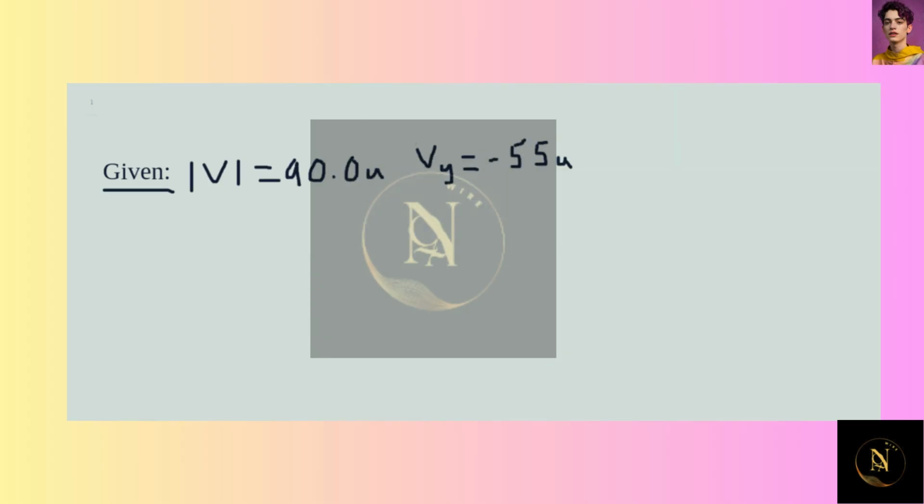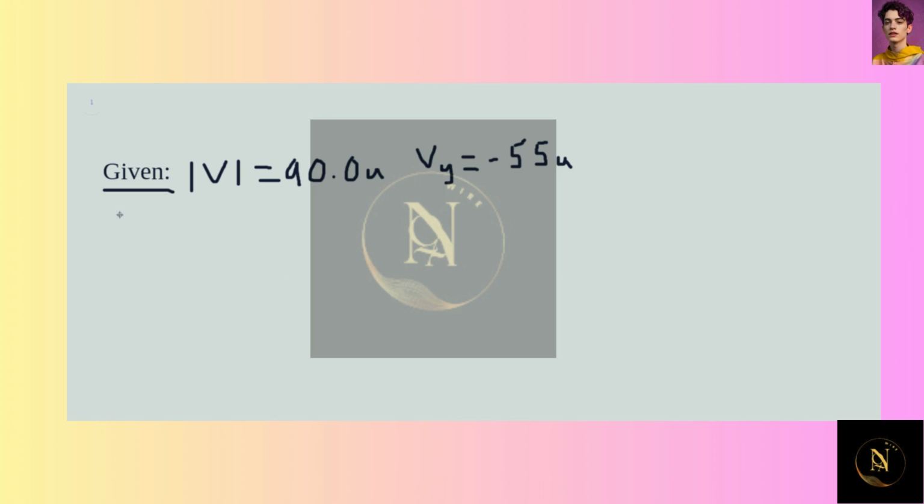Our question says you are given a vector in the xy plane that has a magnitude of 90 units and a y component of minus 55 units. Then it says, A, what are the two possibilities for its x component? And B, assuming the x component is known to be positive, specify the vector, if you add it to the original one, would give a resultant vector that is 80 units long and points entirely in the minus x direction.